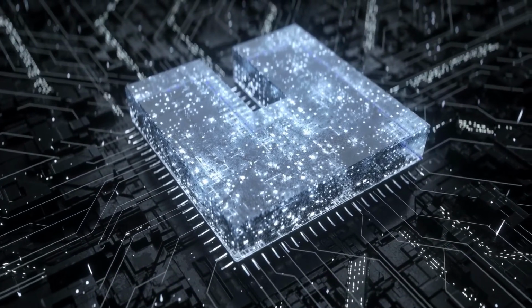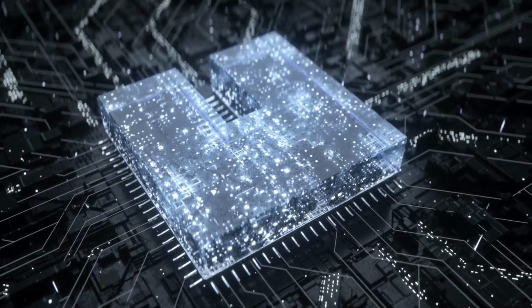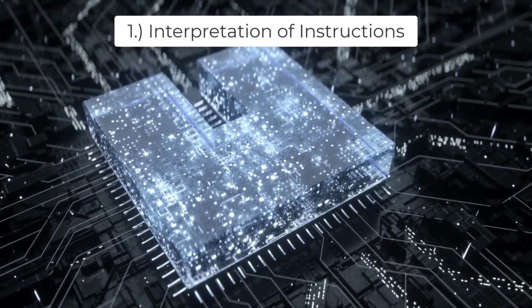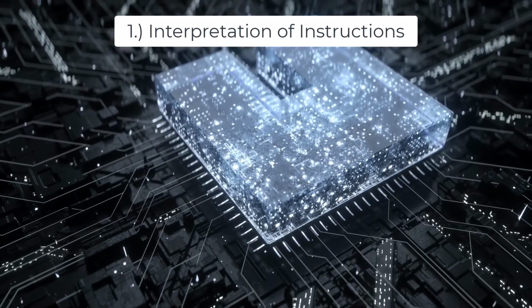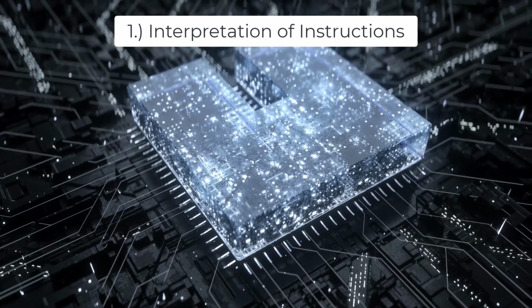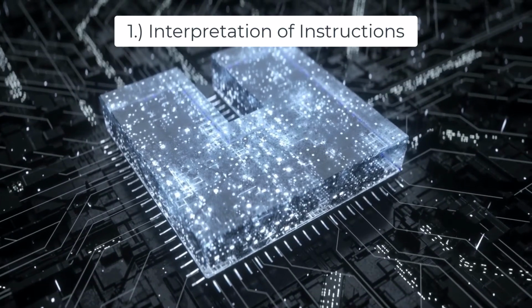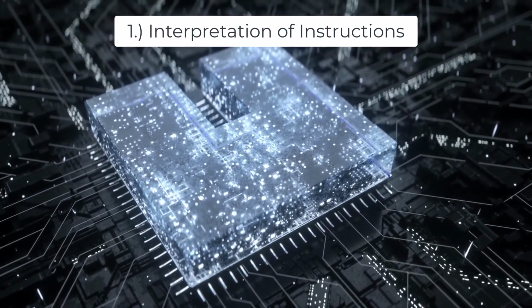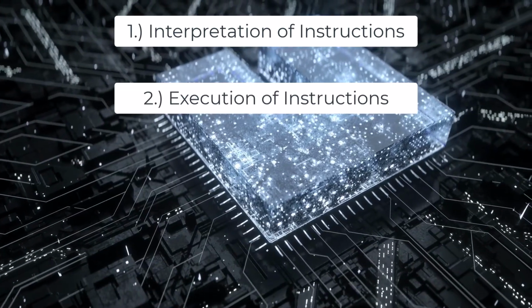Here's a simplified explanation of how the CPU works in conjunction with CAD software. 1. Interpretation of instructions. CAD software operates by executing a series of instructions, such as drawing commands, calculations, and modeling operations. These instructions are encoded in the software's code. The CPU's primary task is to fetch these instructions from the computer's memory and interpret them. 2. Execution of instructions.